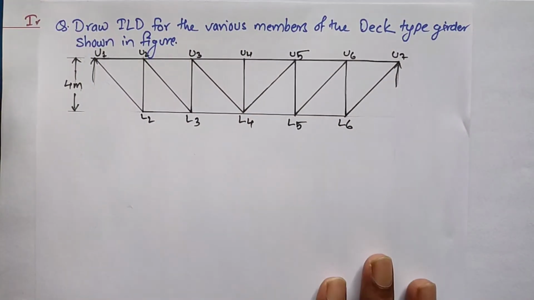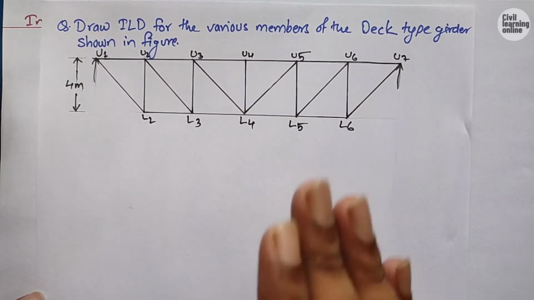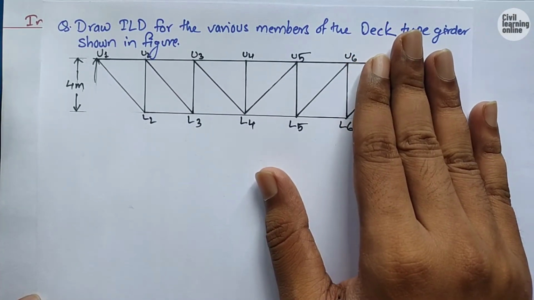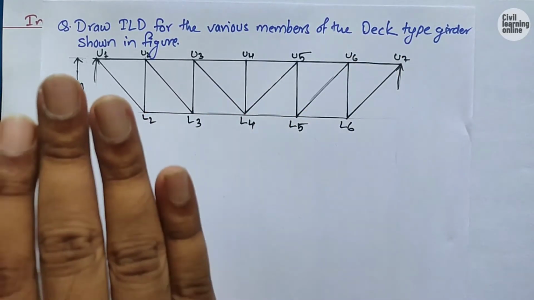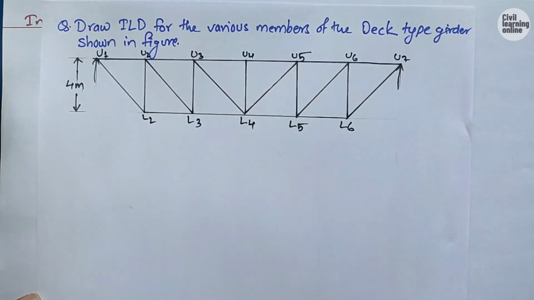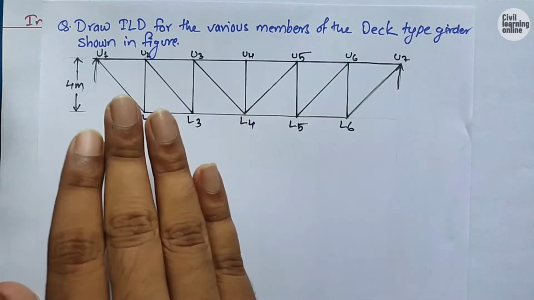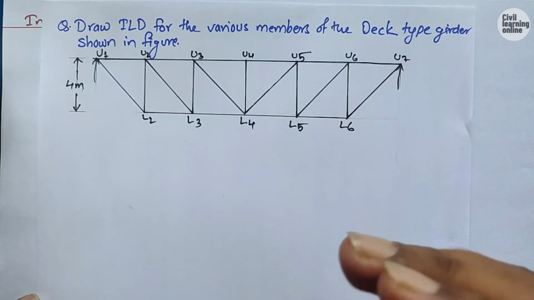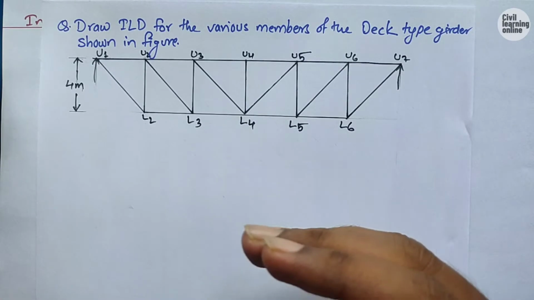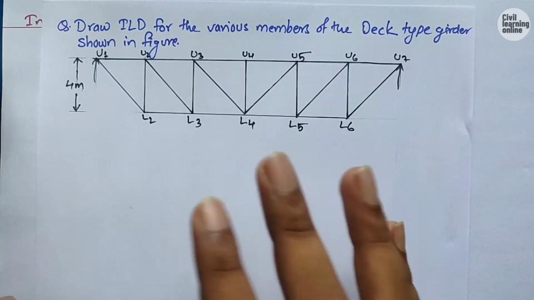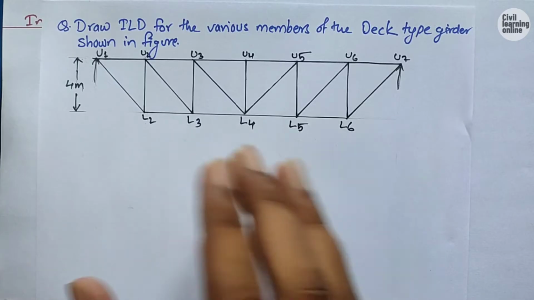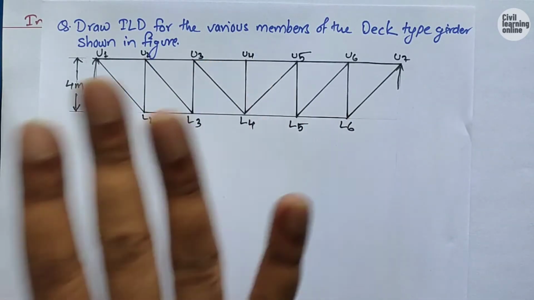And guys, if you have a question about the difference between the through type girder bridge and the deck type girder bridge, then I have already discussed it in the previous video, lecture 12. You can find the link in the description, or you can directly visit the playlist named influence line diagram. There you will find all the lectures based upon the influence line diagram. And without any further delay, let's move toward the solution of this numerical.